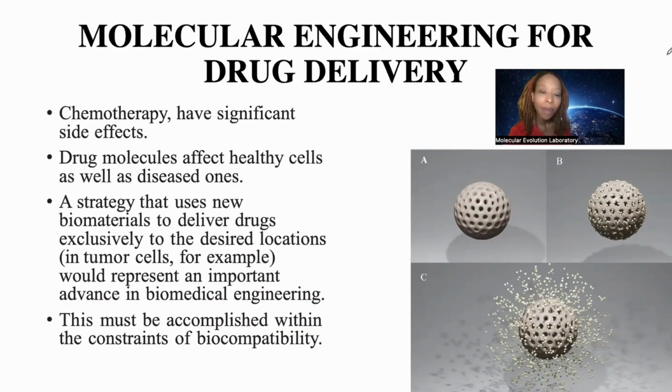The important thing about understanding the molecular geometry as well as the bonding is that it will allow us to integrate molecular geometry into molecular engineering. So for example, chemotherapy has significant side effects. Drug molecules affect healthy cells as well as diseased ones. A strategy that uses a new biomaterial to deliver drugs exclusively to the desired location in a tumor cell, for example, would represent an important advance in biomedical engineering. This must be accomplished within the constraints of biocompatibility.